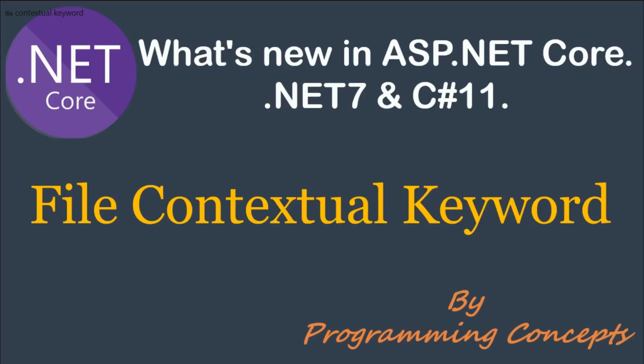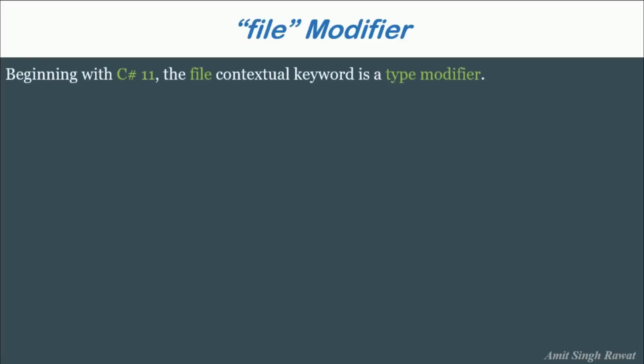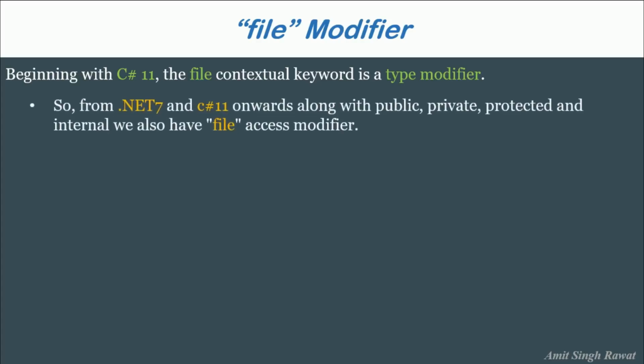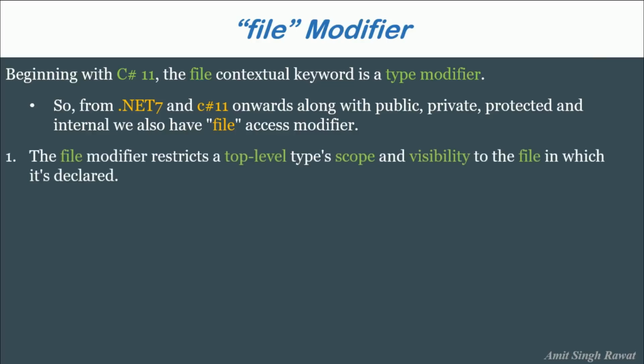Alright, let's quickly read the definition from Microsoft first. As per Microsoft, beginning with C# 11, the file contextual keyword is a type modifier. What does this mean? From .NET 7 and C# 11 onwards, along with public, private, protected and internal, we also have the file access modifier. The file modifier restricts a top level type's scope and visibility to the file in which it's declared.